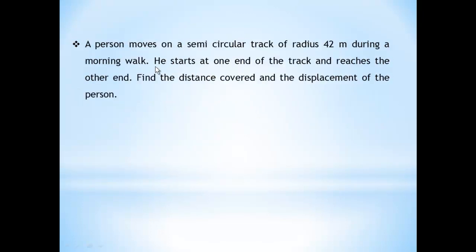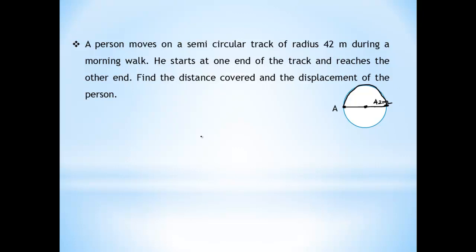In the same pattern, here you can see a person moves on a semicircular track of radius 42 meter during a morning walk. He starts at one end of the track and reaches the other end. Find the distance covered and displacement of the person. So here also it is giving a circular track, and the person is traveling from A. The person moves on a semicircular track, means the person is moving like this. This is the track. The person completed a semicircular track and the radius of the circle is given as 42 meter.